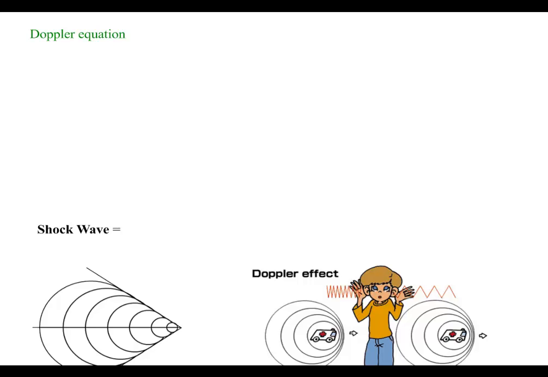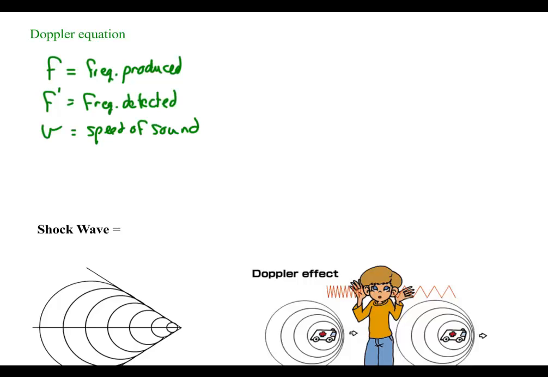So of course there's an equation that goes with the Doppler effect, and the Doppler equation looks like this. It relates the frequency detected to the frequency produced of sound, and involves both the speed of sound and the speed of the object or the detector, depending on what's moving. So F is the sound frequency produced, F prime is the frequency detected, plain old V is the speed of sound. If we have a source moving, then it's going to be V sub S. If the detector is what's moving, then it would be V sub D.